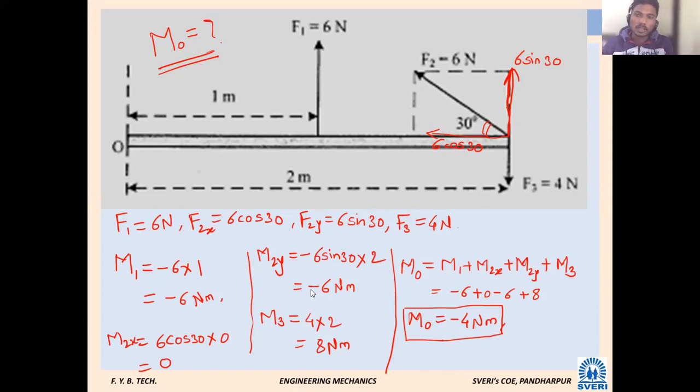Till now we have calculated moment. Now we are going to enter the actual syllabus of this chapter. What is the name of our first chapter? Resultant of coplanar forces. Till now we have not found out a resultant.